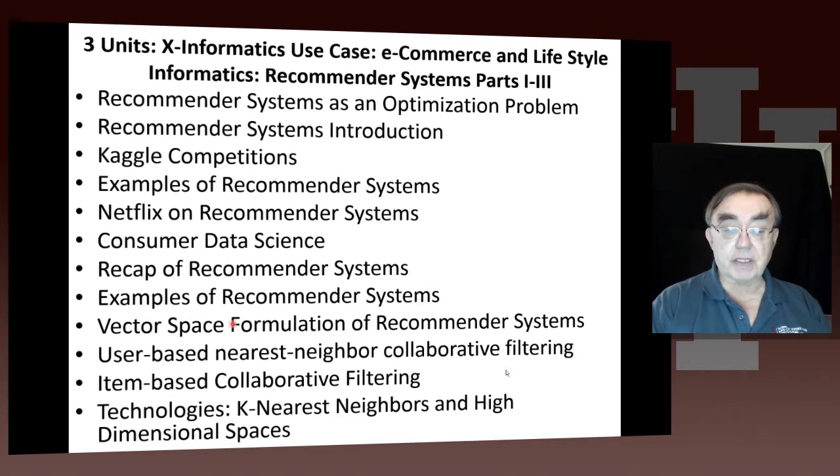We use the vector space formulation and the different types of collaborative filtering: user-based and item-based. There are also content-based recommender systems, which we will mention. And then we come to the technologies which are needed, k-nearest neighbors, and also some comments on high-dimensional spaces.